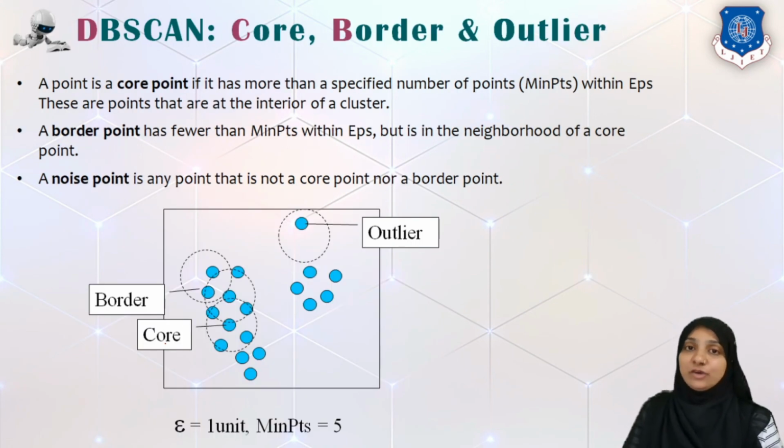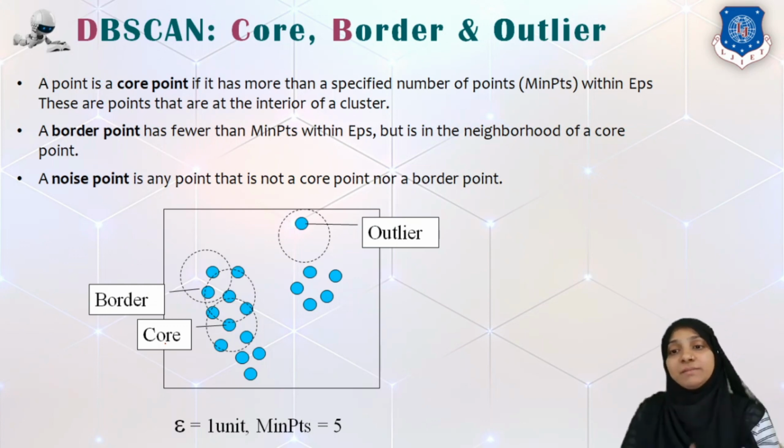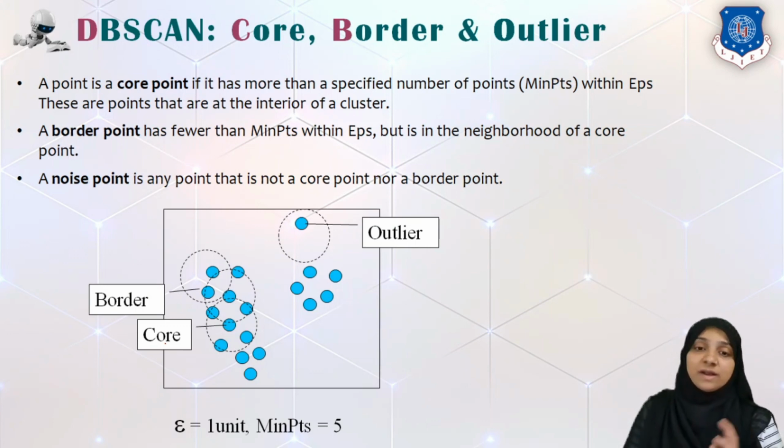So these are the three definitions. A point is a core point if it has more than the specified number of points, which is given by min points, within its epsilon. These are nothing but the interiors of a cluster. A border point has fewer than minimum points within its own epsilon, but it is also a part of another high density region. In the simplest way, a noise point, which is neither a core point nor a border point, is a noise point or an outlier.